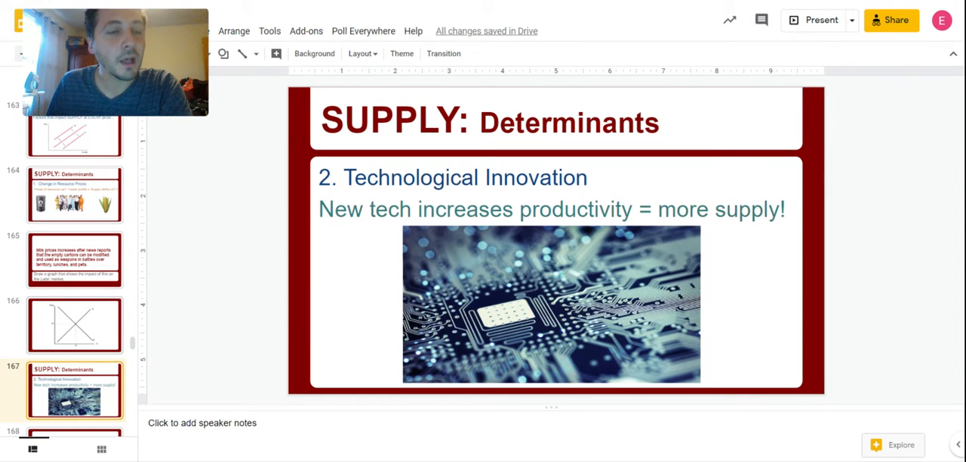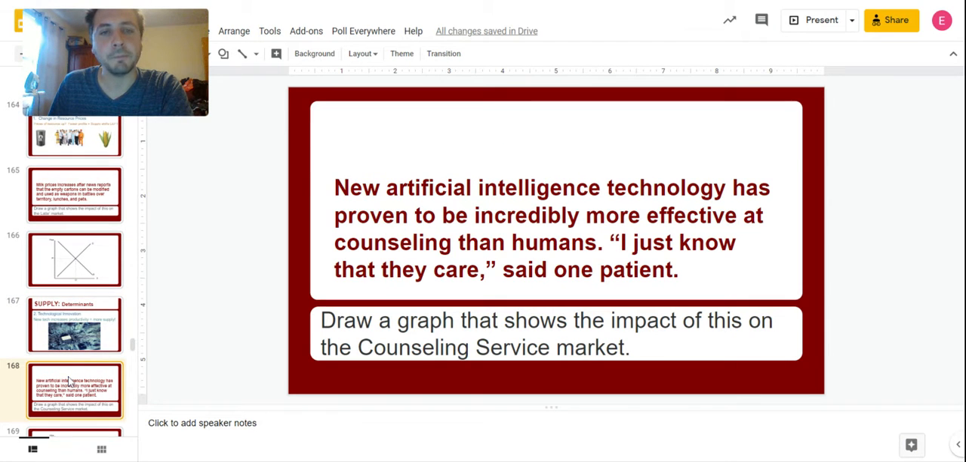Next up is technology. You know, technology only goes in one direction, and that's up. Technology only makes us more and more and more productive, right? So whenever you have a new technology, no matter what it is, you can assume that supply is going to shift to the right because it's going to decrease the cost of production. All the time. Technology makes supply shift right. So let's take a look at one.